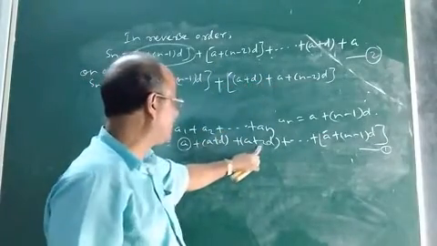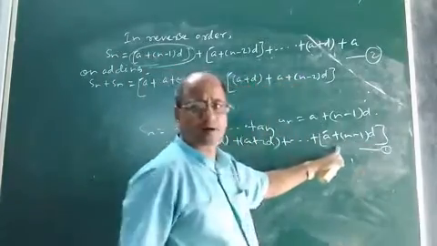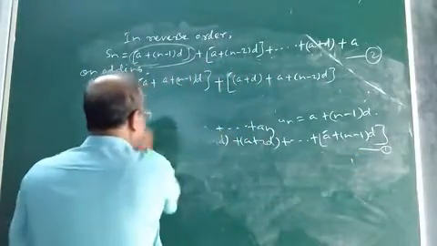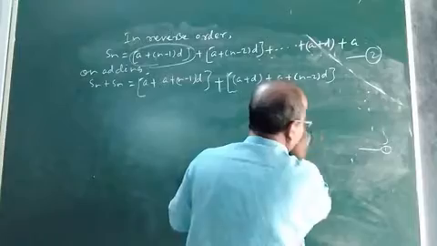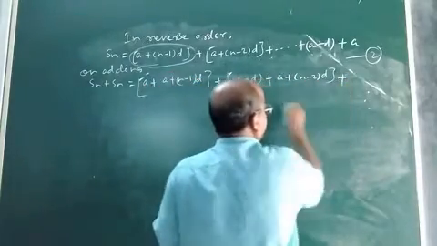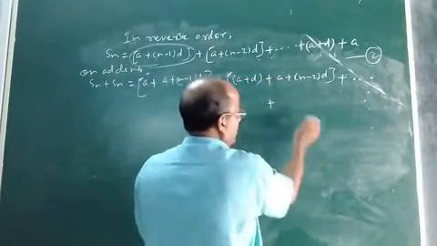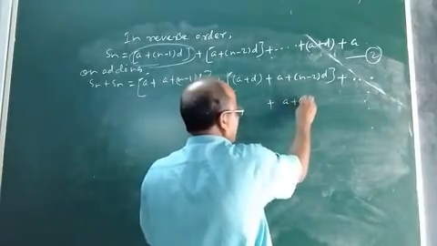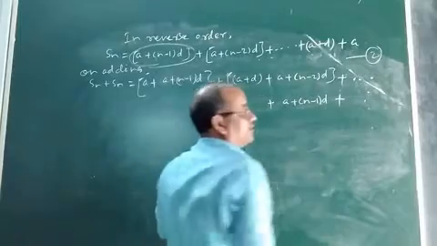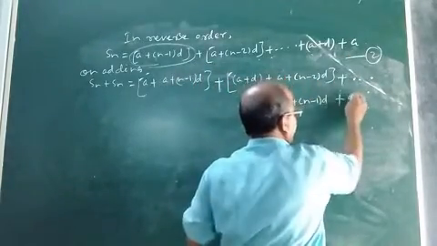Similarly, what is the third term? It is like this, it will continue. And what is the last term you see here? What is the last term in equation 1? It is A plus n minus 1 into D. So what will be my next step? My next step will be plus the last term of equation 1, which is A plus n minus 1 into D. And what is the last term of equation 2? The last term of equation 2 is A. So you add here A.